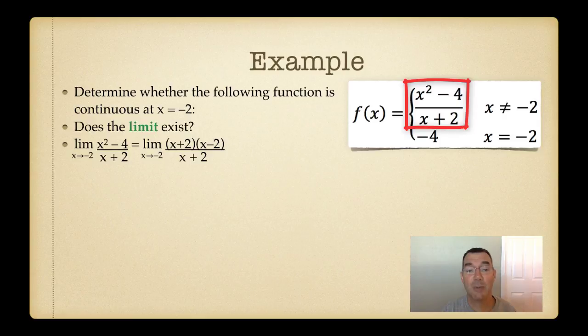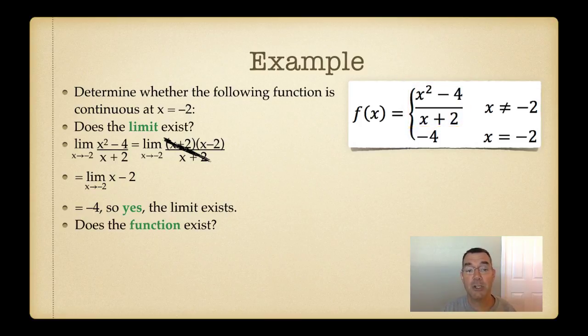If I factor the x squared minus 4, I get x plus 2 times x minus 2. The x plus 2's divide out, and I'm just left with x minus 2. If I plug -2 into that, then I get -4. So the limit does exist, and it's equal to -4.